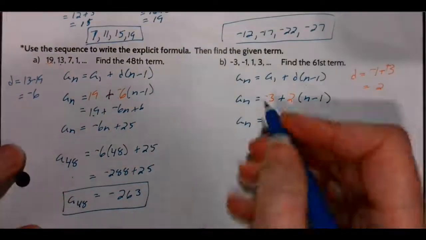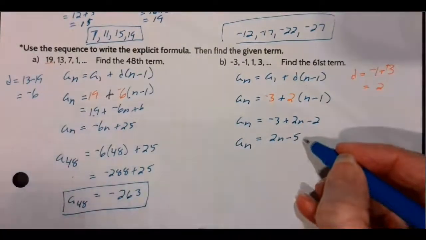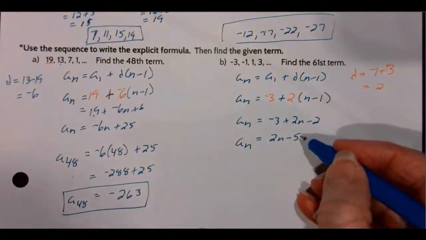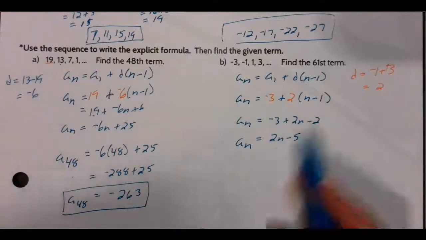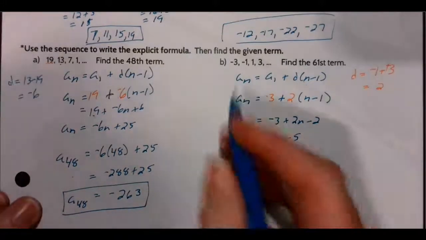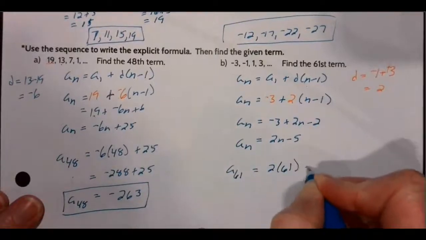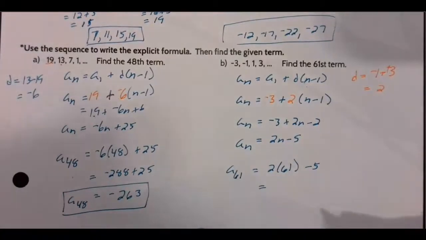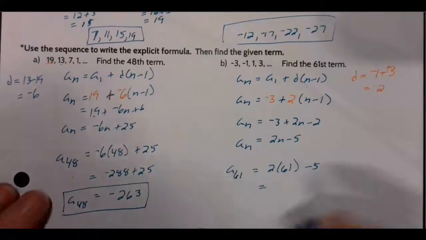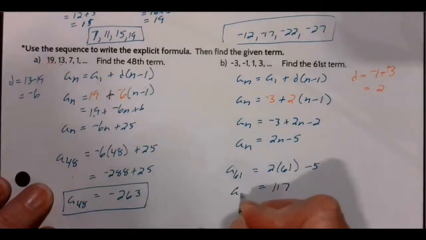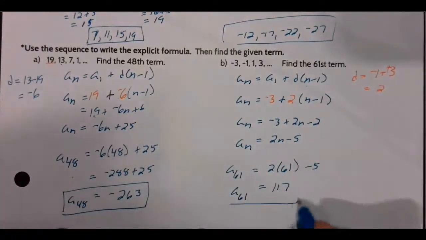So just checking in, hopefully you got that a sub n, in simplest form, your explicit formula is a sub n is equal to 2n minus 5. Hopefully that's what you came up with. Okay, now we're going to find out what a sub 61 is by just plugging 61 in. So we get minus 5. So 117. Okay? Good.